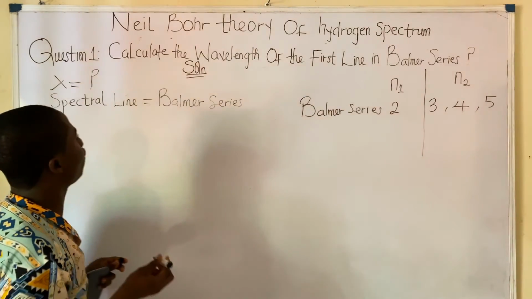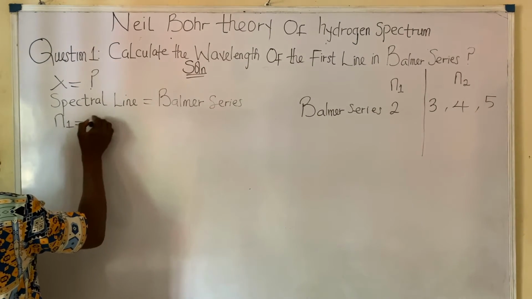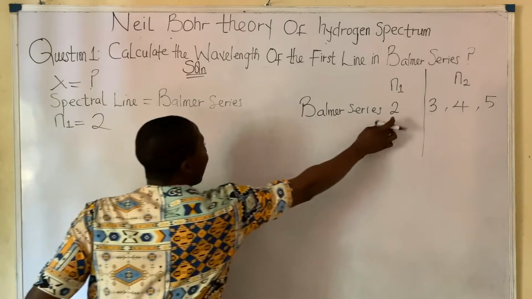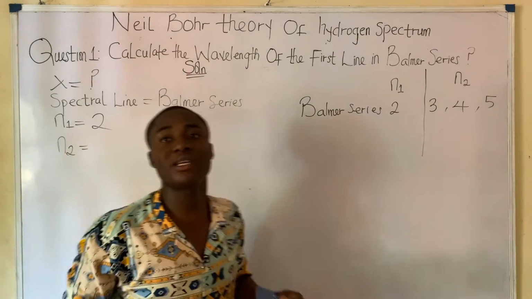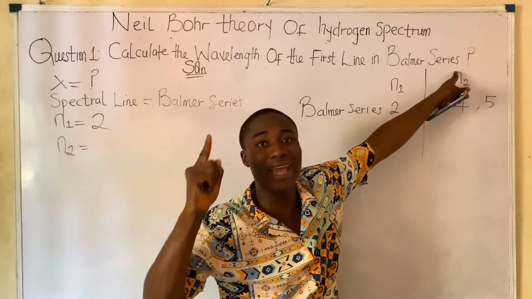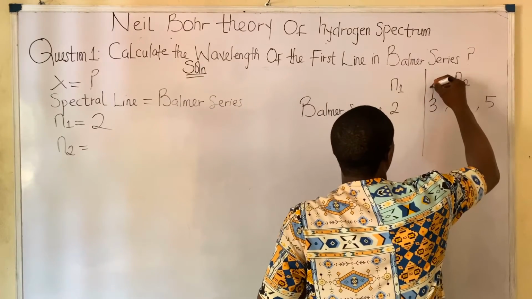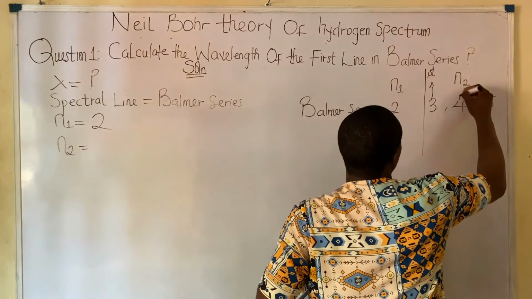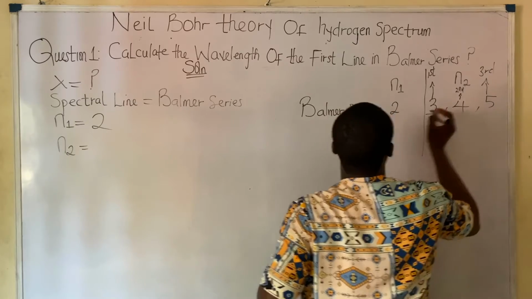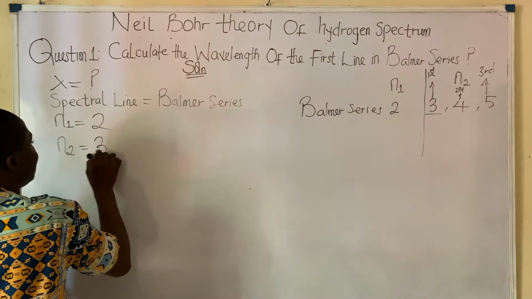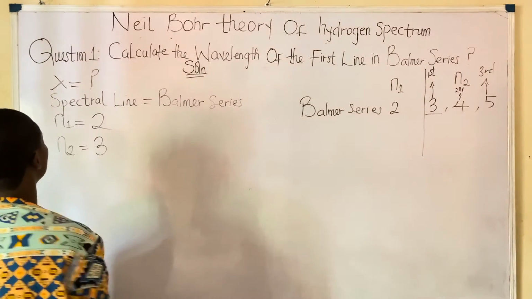Now, with all this said, what becomes our N1 value if we want to start solving? It becomes 2. And what becomes our N2 value? Which of the lines did they mention? First, second, or third? First line. Remember, from your N2, you get your line. So what's the line for the first? This is our first line, this is the second line, and this is the third line. So 3 is our first line. So with this, we can now solve the question without stress. So what do we do next?